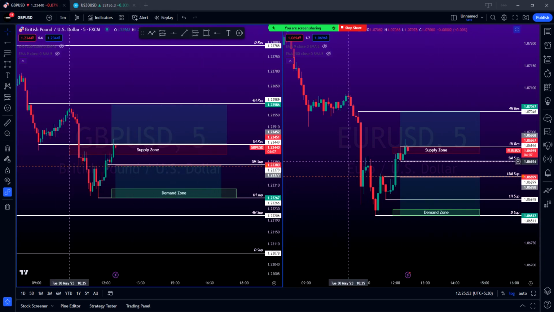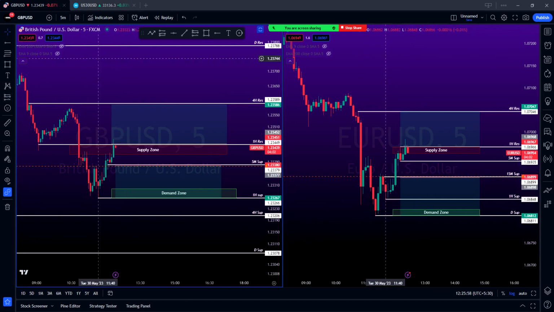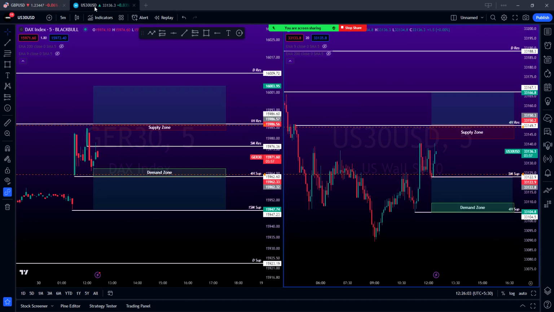Again, we're getting rejected, guys. Our candle just opened up in our supply zone. There's just nothing that's happening in the market, okay? We have about 4 minutes to market open. Let's see then what kind of movement we're going to get.